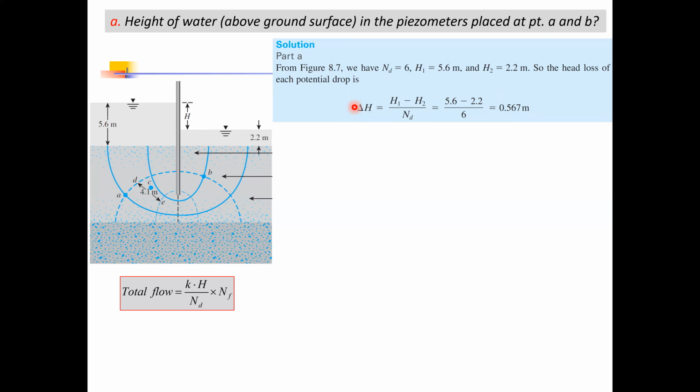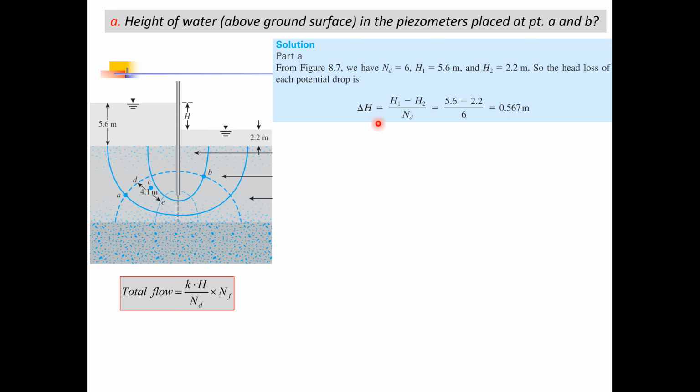So we know that the total head loss is 5.6 minus 2.2 meters, which is this total head loss. And I want to determine the head loss in each equipotential space. Since I have 6 equipotential spaces, for example, this is equipotential space number 1, number 2, number 3, 4, 5, and 6, because I have 6 equipotential spaces or number of potential drops, I'll put 6 here. This way I can determine the head loss in each equipotential space.